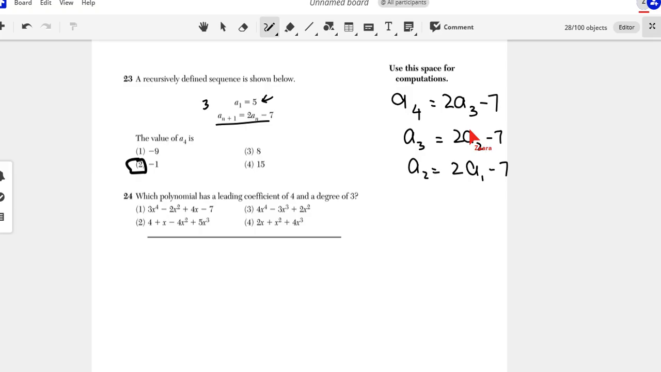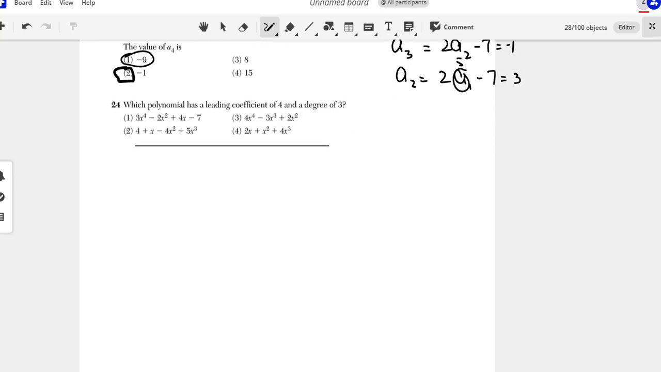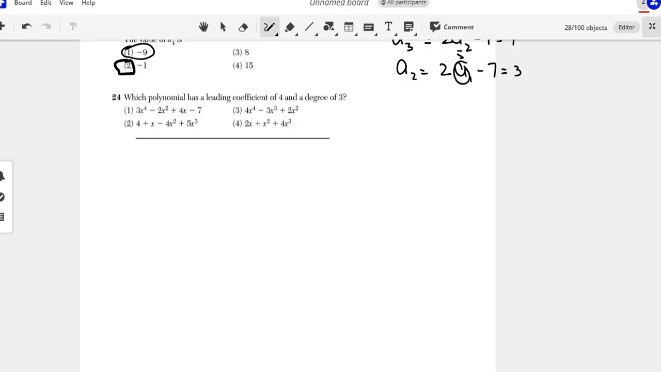Now let's start substituting the values. If we substitute 5 here, it becomes 5 times 2, 10. 10 minus 7 is 3. So a2 is 3. Let's substitute a2 here. 3 times 2 is 6. 6 minus 7 is negative 1. Let's substitute negative 1 here. Negative 1 times 2 is negative 2. Negative 2 minus 7 is negative 9. So option 1 is correct. For recursive sequences, we have to start from the very first term and go to the next and next. Please solve question number 24.